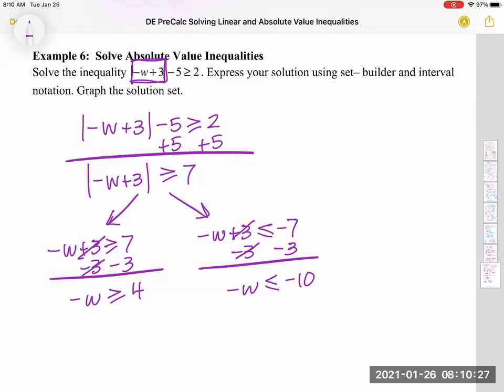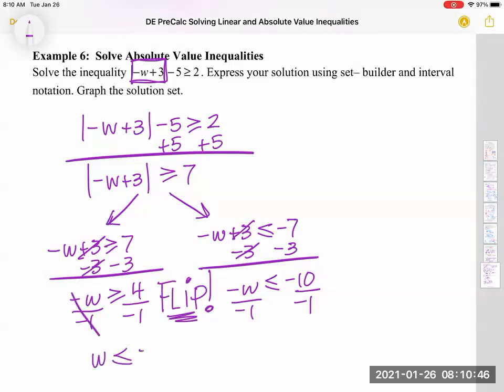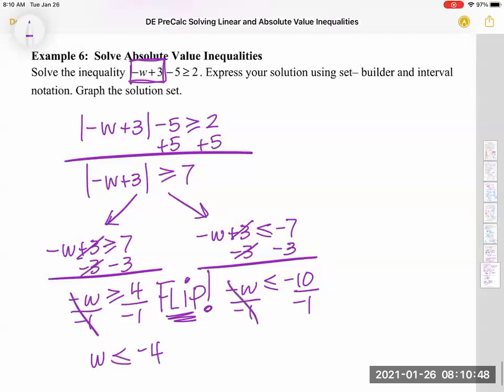All right, you have negative W, you need positive W. So you're going to divide by -1 on both sides, and you're going to remember to flip the sign. So W is less than or equal to -4. Then the other one goes over here: W is greater than or equal to 10.